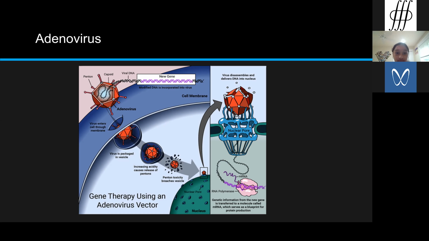Yeah, so if you look at the picture here, so you have the new gene, and then it's inserted, right? So it enters the cell through the membrane, and then after that, it goes through the nuclear pores and into the nucleus. So then the virus disassembles and delivers the DNA into the nucleus, where then the genetic information from the new gene is transferred to mRNA, which is the blueprint for protein production. So, one really good advantage of the adenovirus is that you don't need to be worried about inserting the new DNA into the wrong spot because it's not being incorporated into the host's DNA.